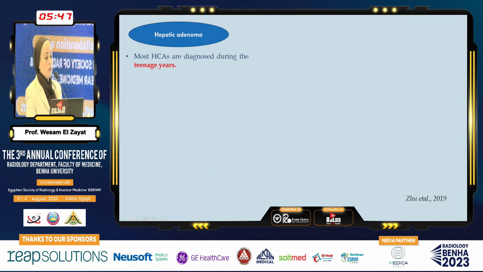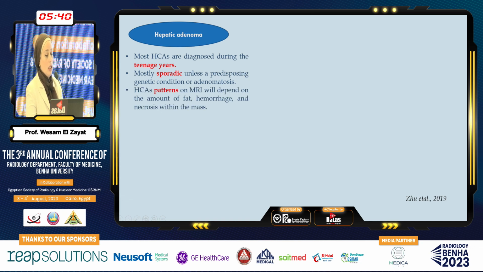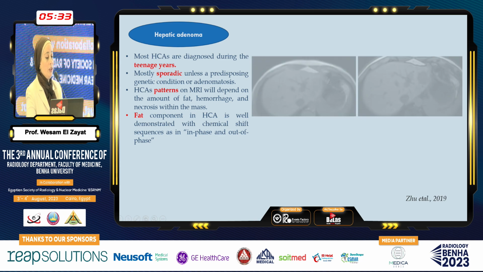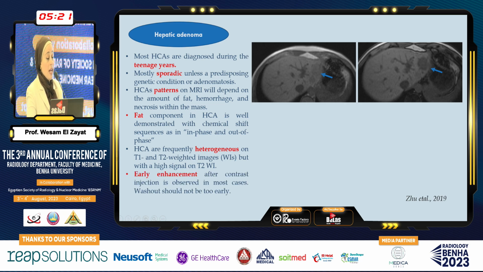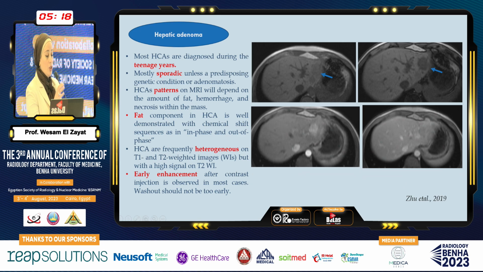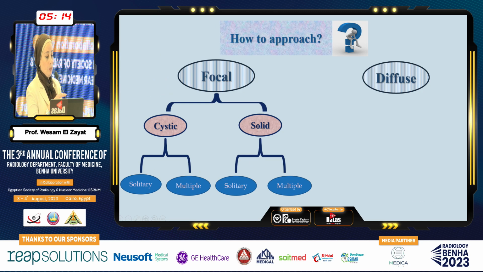Hepatic adenomas, usually in teenage groups, are mostly sporadic, but they can be multiple with genetic conditions or adenomatosis. The pattern on MRI will depend on the degree or amount of fat, hemorrhage, and necrosis. The fat component is usually well demonstrated in in-phase, out-of-phase sequences with the drop-off signal in chemical shift sequences. They are heterogeneous with high signal on T2. They have early enhancement, but they shouldn't have as much early washout as HCC.